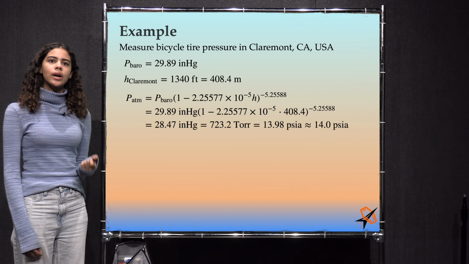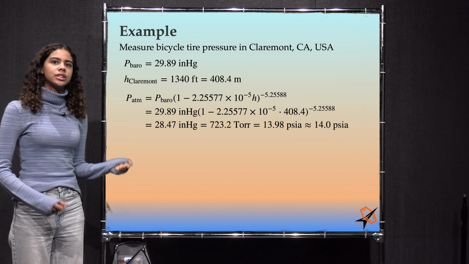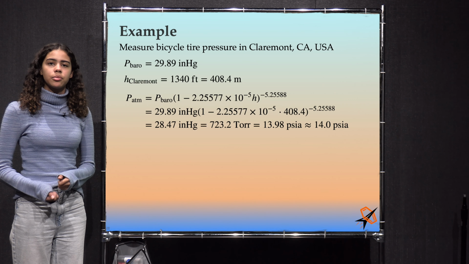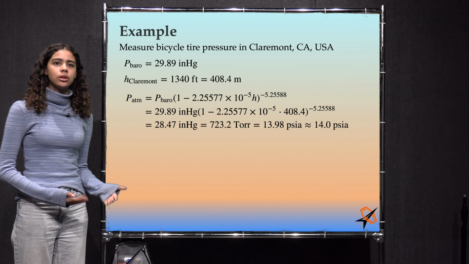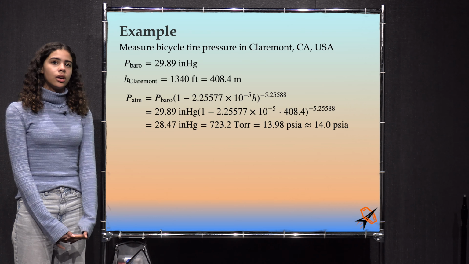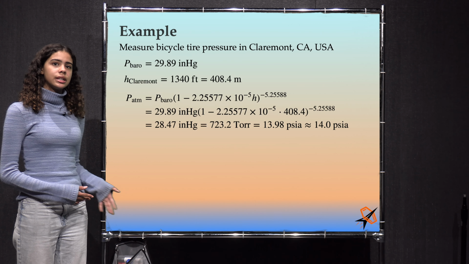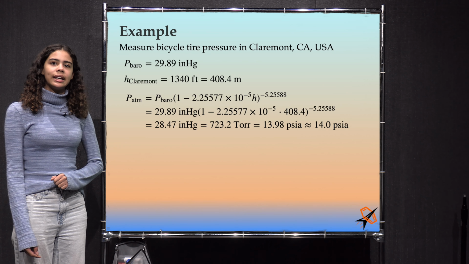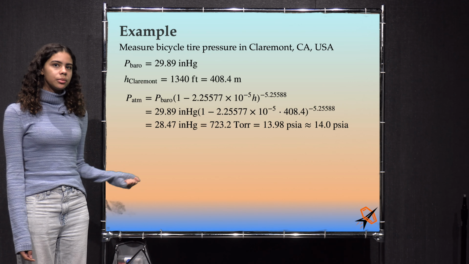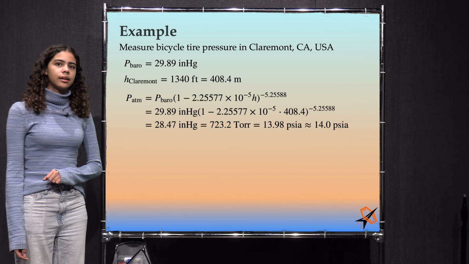That gives us the local atmospheric pressure is actually 28.47 inches of mercury. Because we're above sea level, you'd expect the local pressure to be lower than the barometric pressure. We'll convert inches to millimeters to get 723.2 torr, or 13.98 psia, which to 3 places is 14.0 psia.